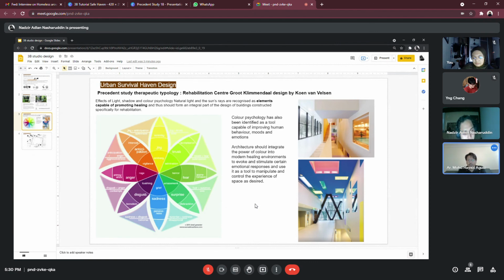So Ying Chang can learn from the other two, and Adlan and Shahira can learn quickly from what Ying Chang has shown today. You need to merge these two ways of doing design. Maybe you need to spend more time on the images and sketches, and hopefully I can see that next week.